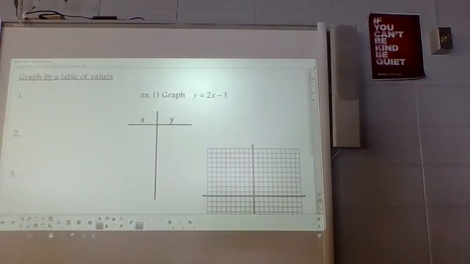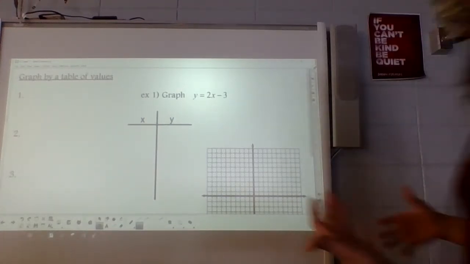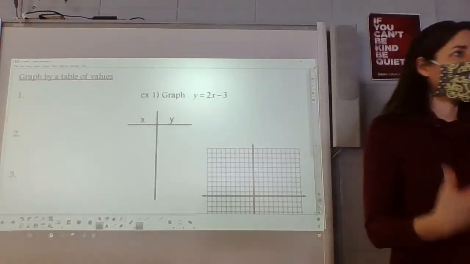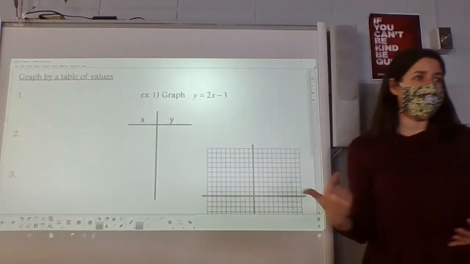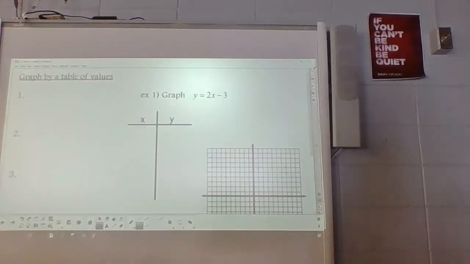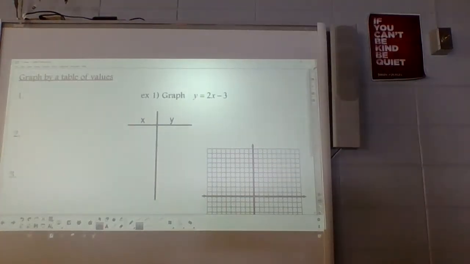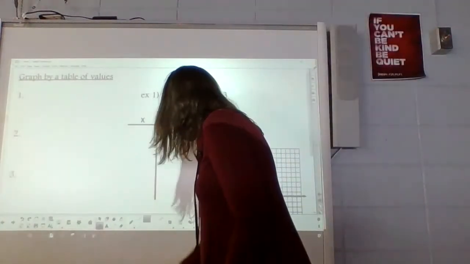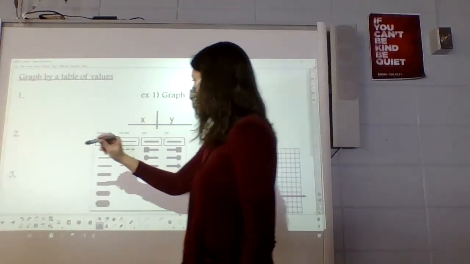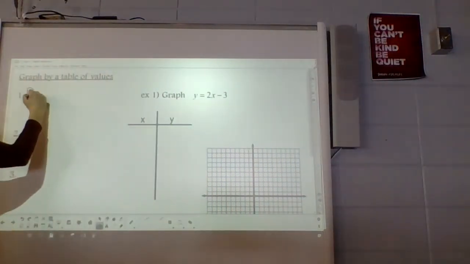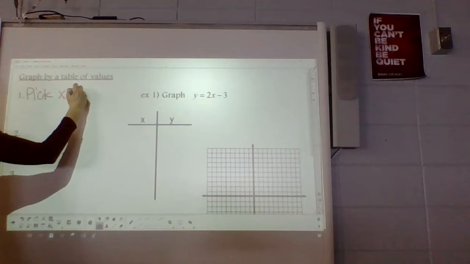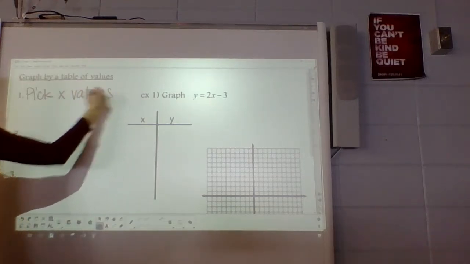But just so you guys know, if we have to pick the x values, we can just pick a range of values that make sense for us. But I wouldn't pick values like 52 because that would be way off my graph. So I want to stick to close values that are easy to work with. So what we're doing now is we're going to pick the x values. Now again, I'm going to tell you guys to pick 5 values.